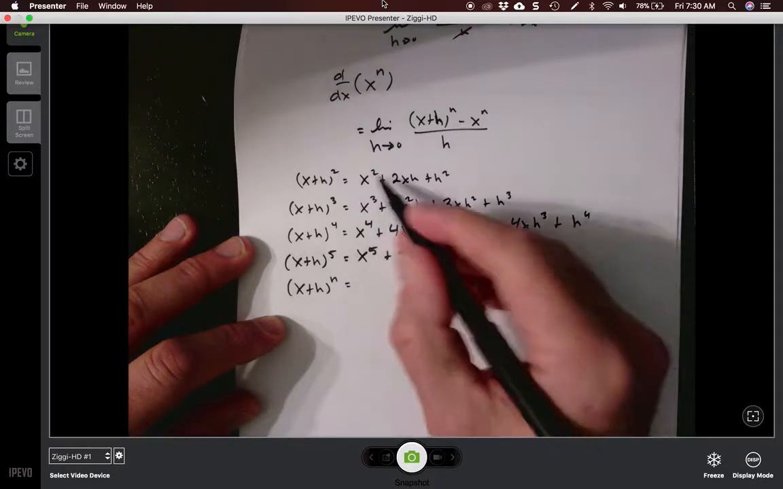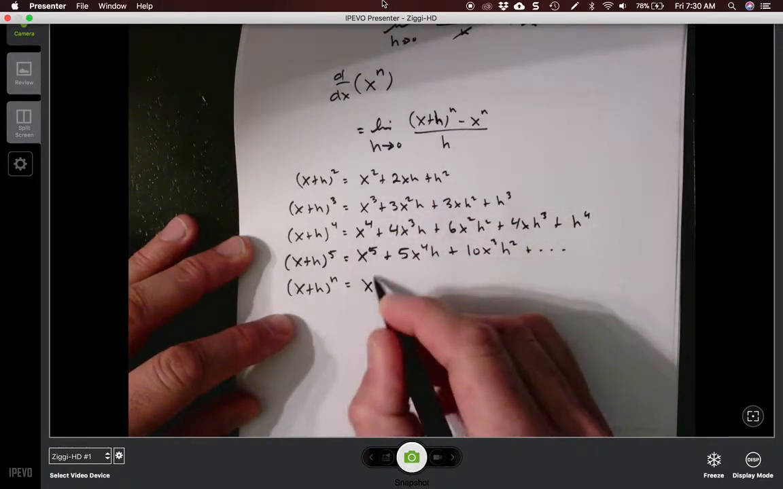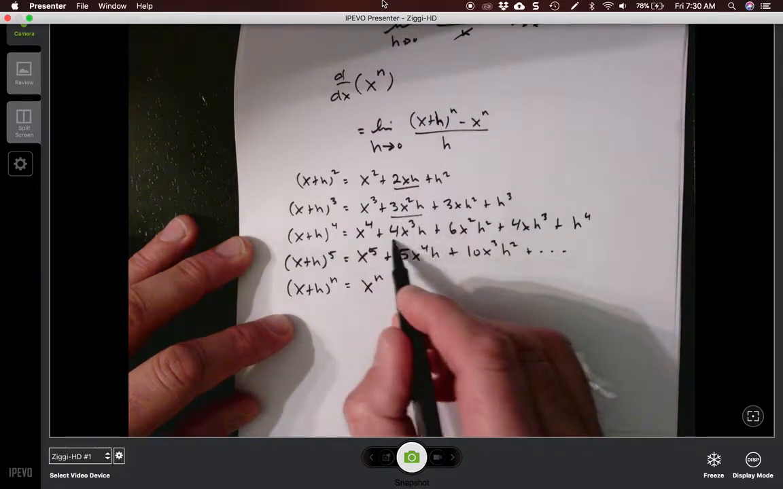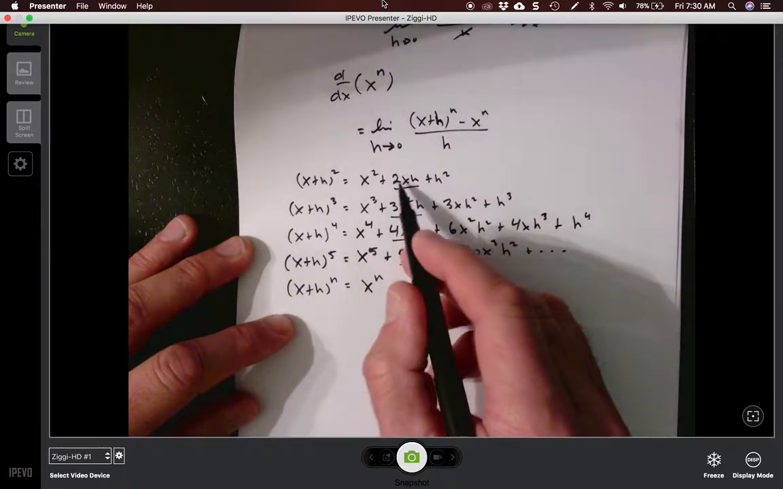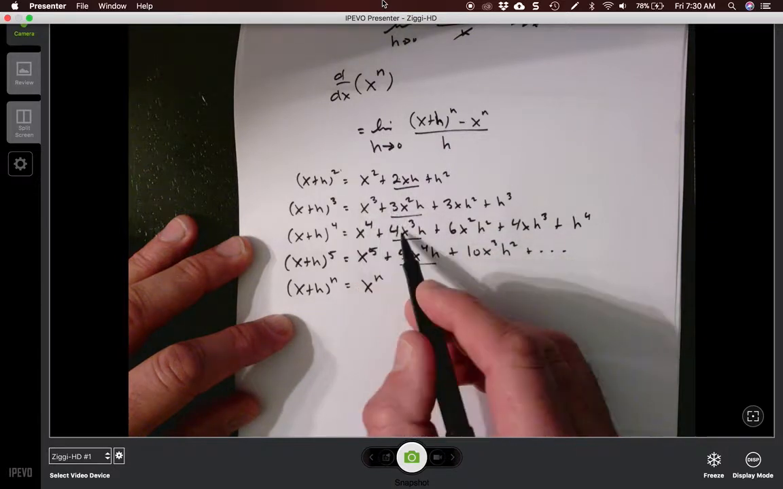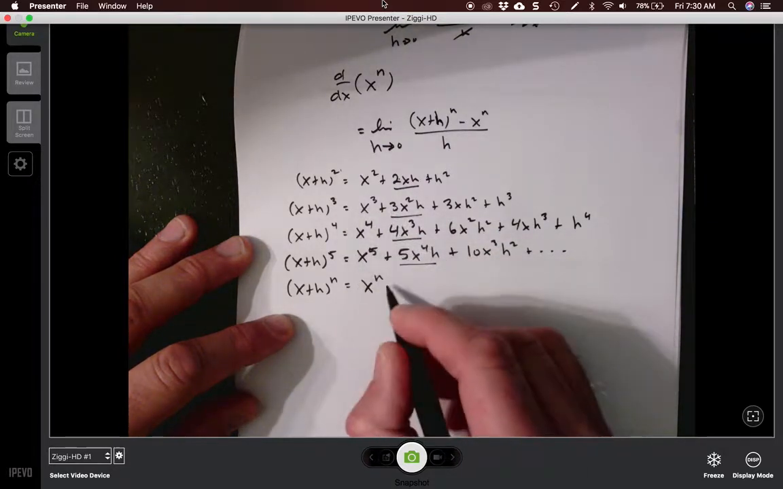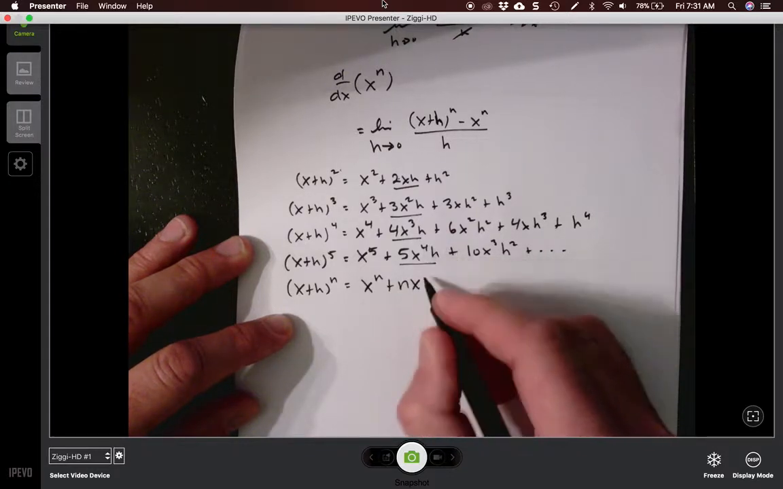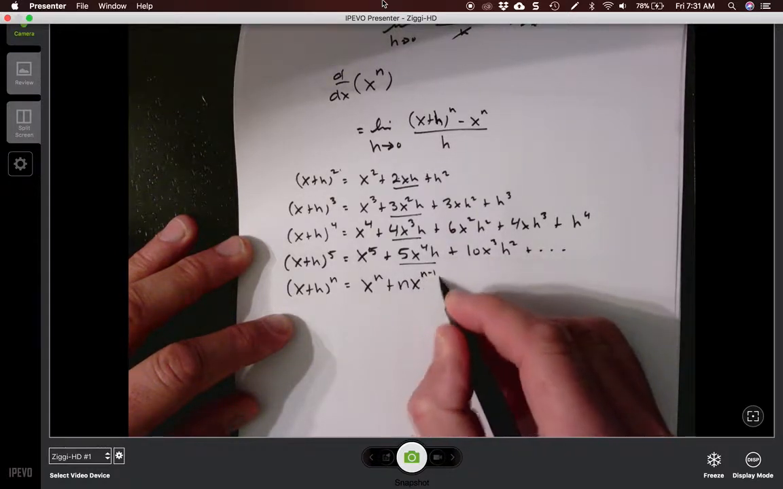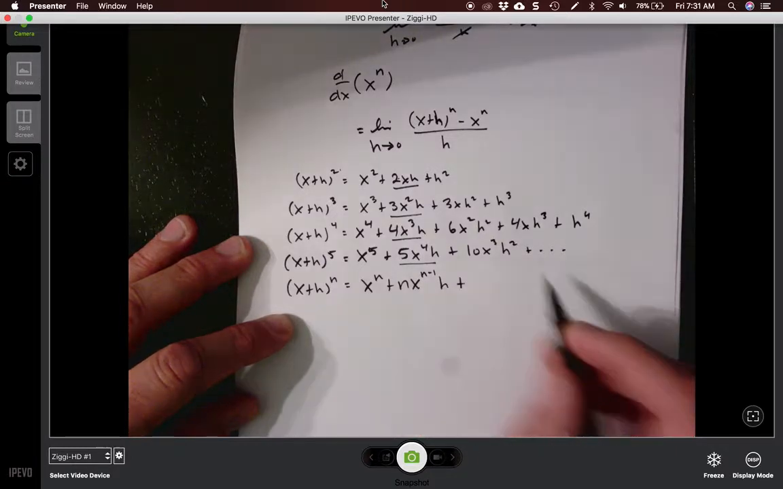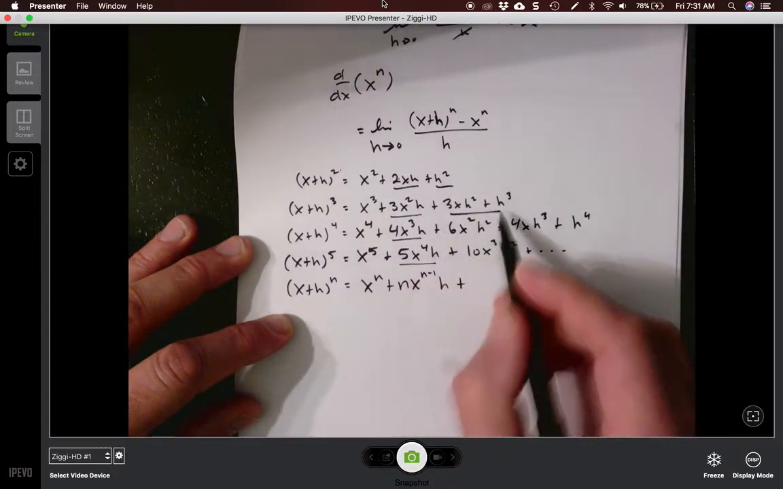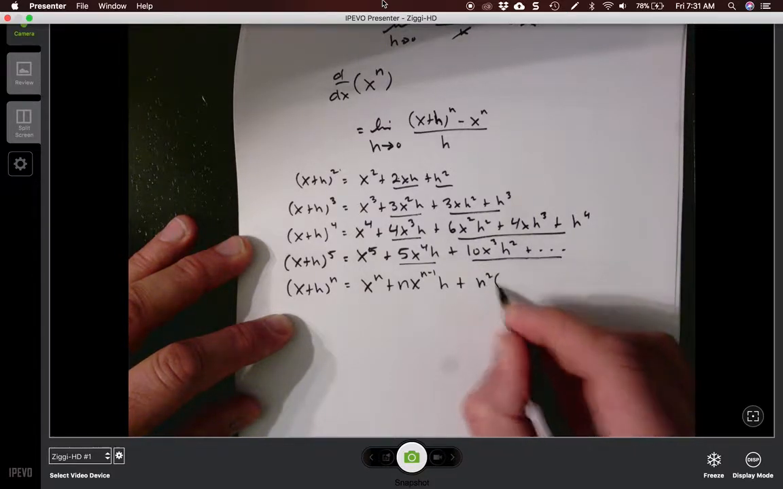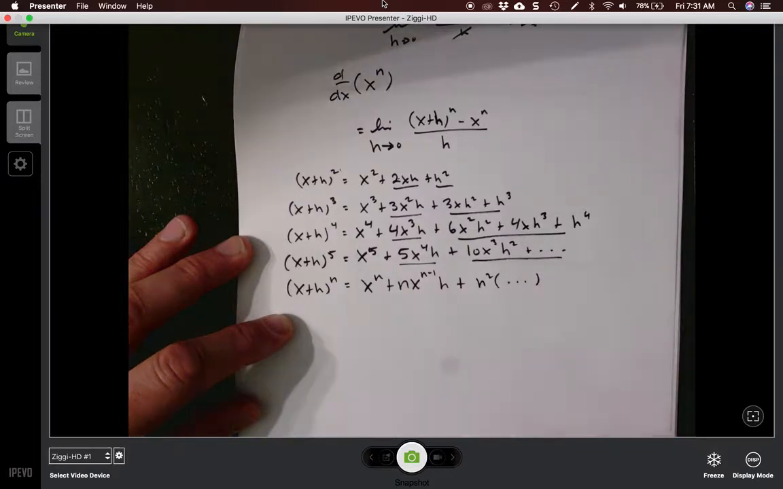All right, well, I think we can see a pattern here that we're going to end up with x to the n as our first term. And then if you look at these second terms, they all have a coefficient: this one is a 2, this one is a 3, this one is 4. So it looks to me like this is going to be plus nx to the, and then this looks like a 1 less power, and then times h. And then everything that's left over here is going to have at least a common factor of h squared, and then some other junk left over.